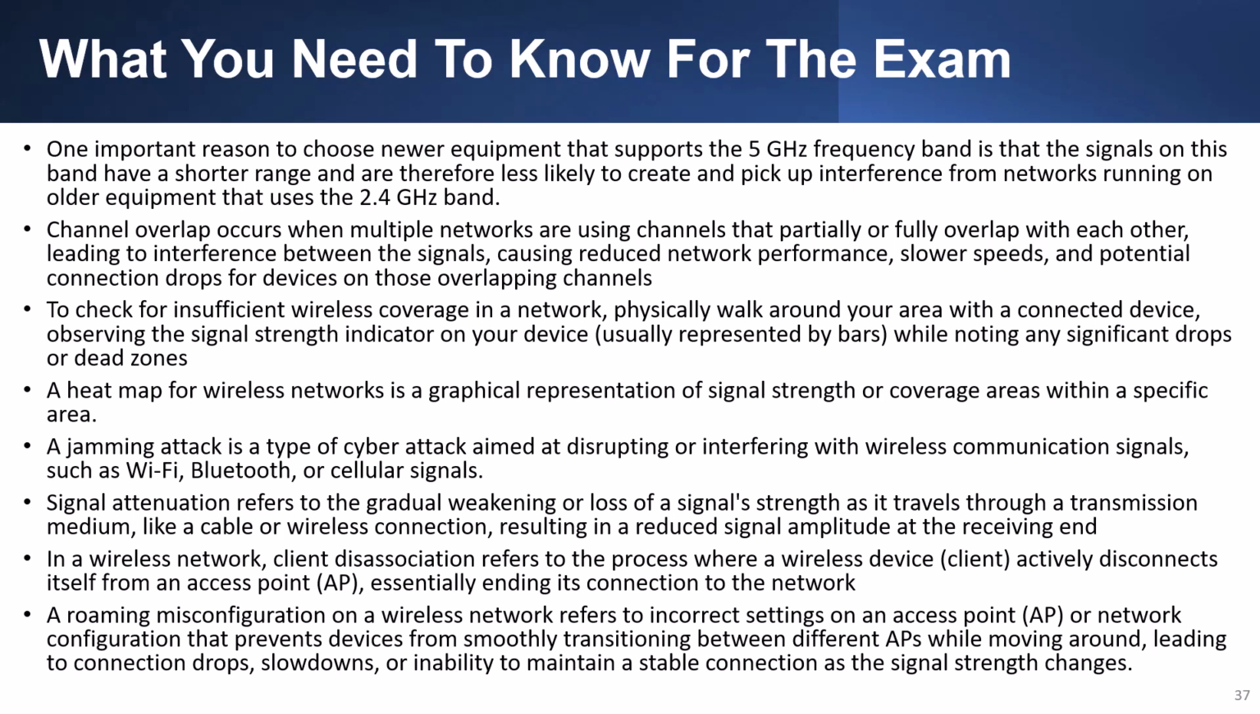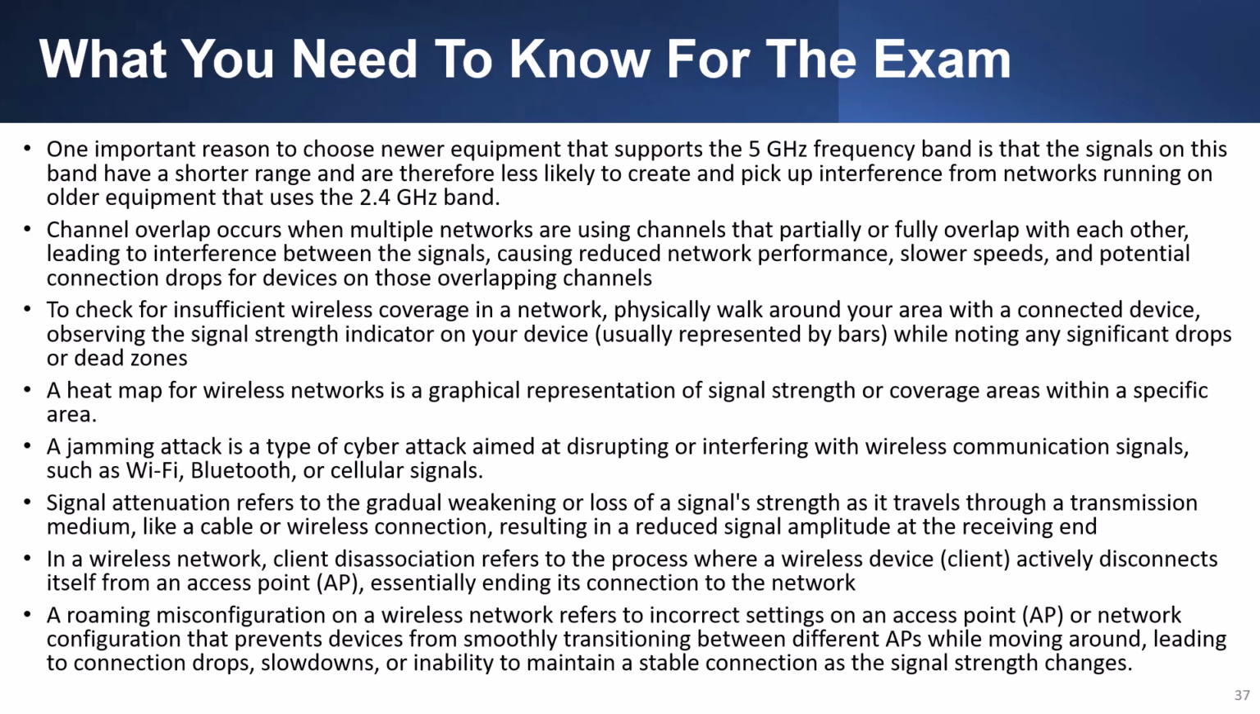To check for insufficient wireless coverage in a network, physically walk around your area with a connected device, observing the signal strength indicator on your device, usually represented by bars, while noting any significant drops or dead zones. A heat map for a wireless network is a graphical representation of signal strength or coverage areas within a specific area.